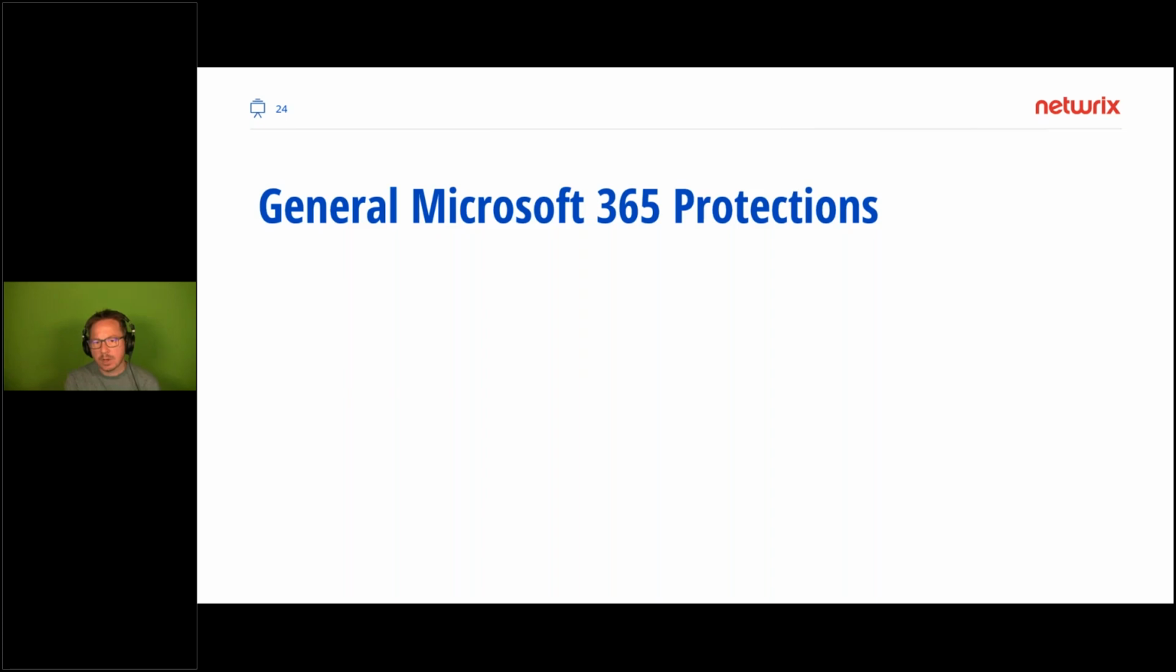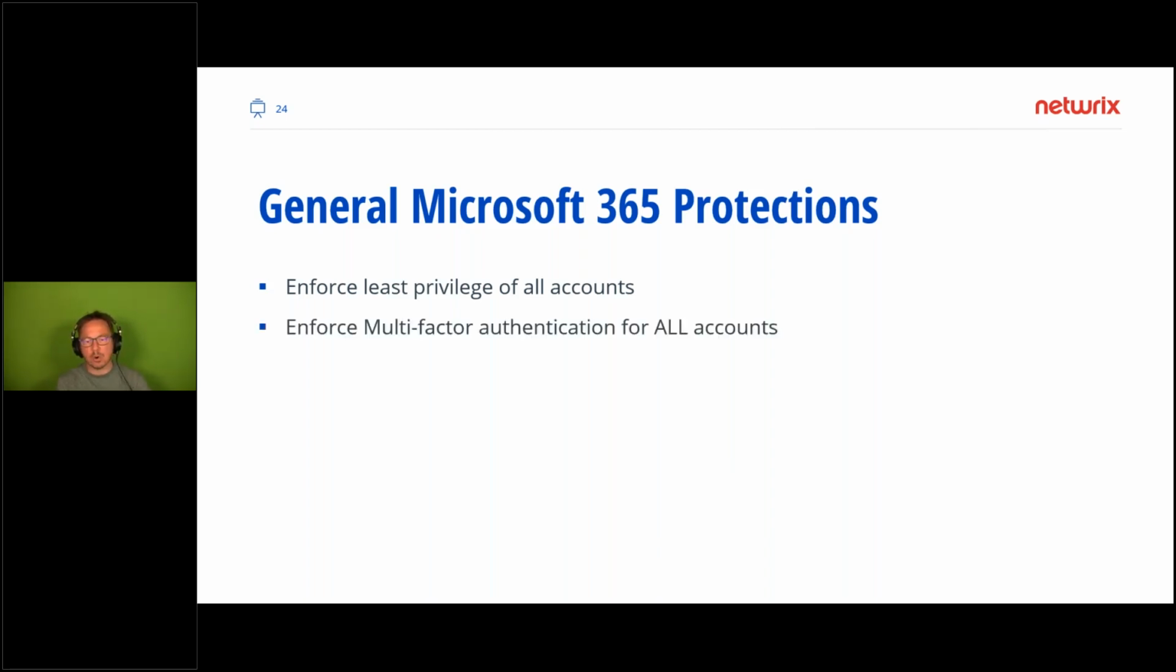And then, of course, protections around connected applications, restricting who can gain access to those. So in general, there are some Microsoft 365 protections that we can deploy or at least utilize. This one goes normally across the board anyway. So enforce least privilege on all accounts, enforce multi-factor for all accounts, not just the internal, but also the external users, because that multi-factor is going to at least help you.